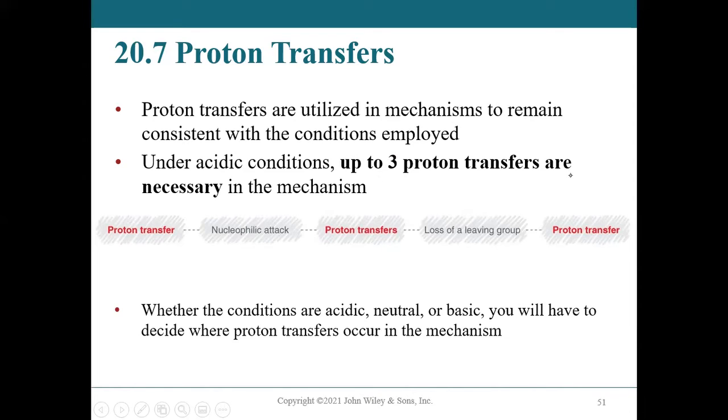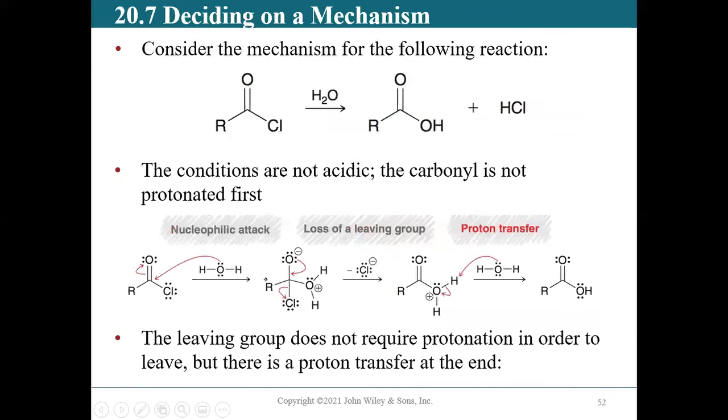Up to 3 proton transfers are necessary in the mechanism. So this is the general step. Whether the conditions are acidic, neutral, or basic, you will have to decide where a proton transfer occurs in the mechanism. Consider the mechanism for the following reaction.